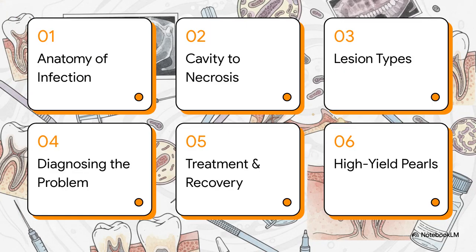So, here's our roadmap for today. We'll start with the anatomy of an infection. Track the whole process from cavity to necrosis. Figure out if it's a granuloma, abscess, or cyst. Look at how to diagnose the problem. And finally, go over treatment and recovery.